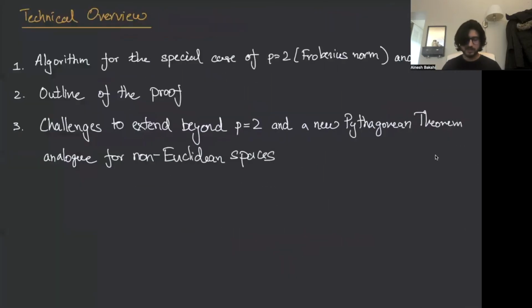Okay, for the rest of the talk, I'll get into the technical details of our algorithm. I'll try to describe our algorithm in the special case where p equals 2, the norm that we're minimizing is the Frobenius norm, and the target rank k is just 1. I'll try to give a high-level outline of the proof, and I'll point out the challenges that appear when we try to extend beyond p equals 2, which is the Frobenius norm case. And at a very high level, what we require is a new variant of the Pythagorean theorem for non-Euclidean spaces. I'll get to this more in a bit.